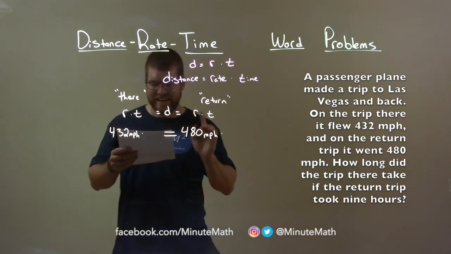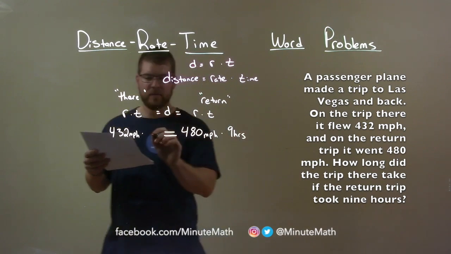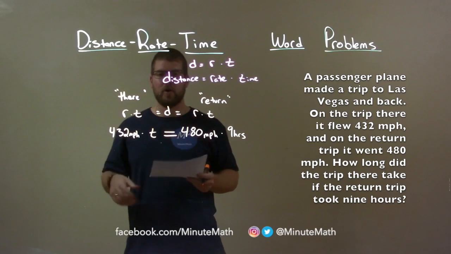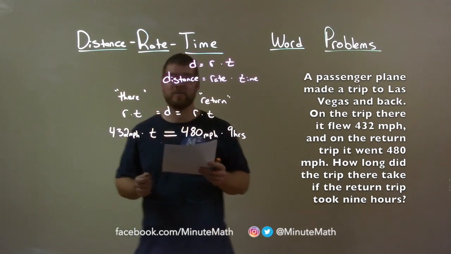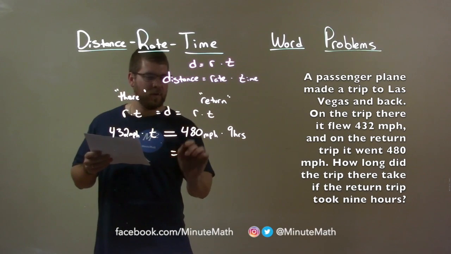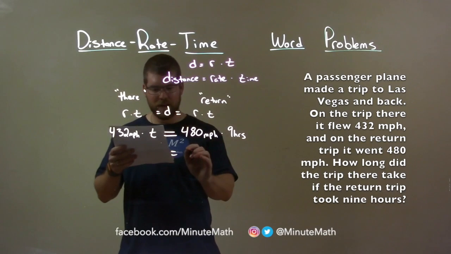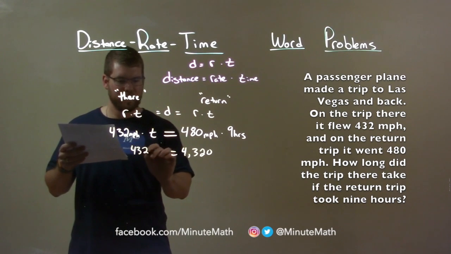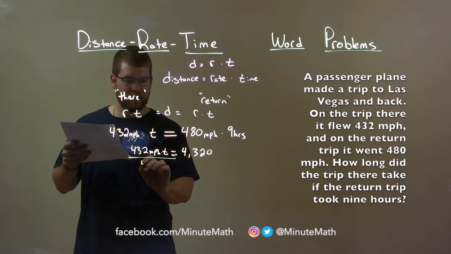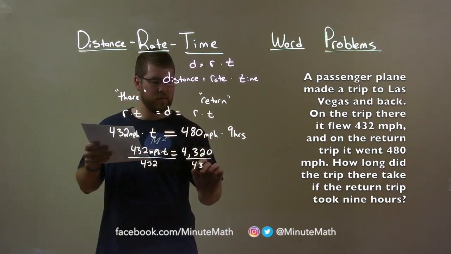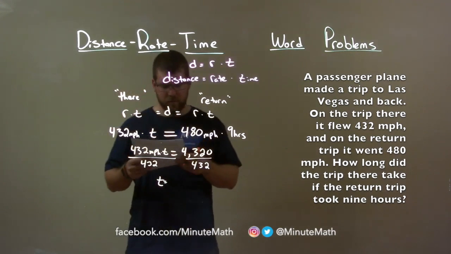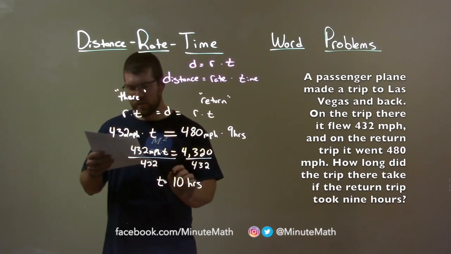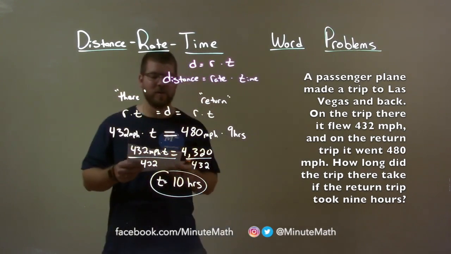Now they said the return trip took 9 hours, and they want to know how long it took the trip to get there. So now we have an equation. That was our goal. Now we have to solve for t, the time it takes to go to Las Vegas. Multiplying this out, 480 miles per hour times 9 hours is 4,320 miles. Then we bring down 432 miles per hour times time. Divide by 432, and 4,320 divided by 432 is 10 hours. And that is how long the trip to Las Vegas took.